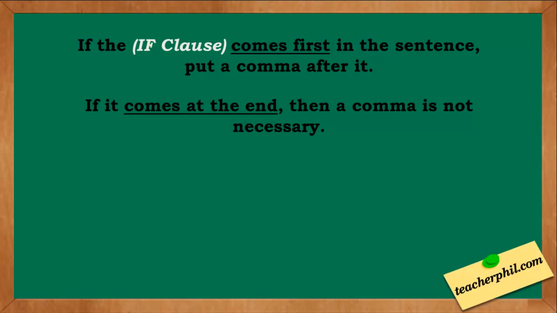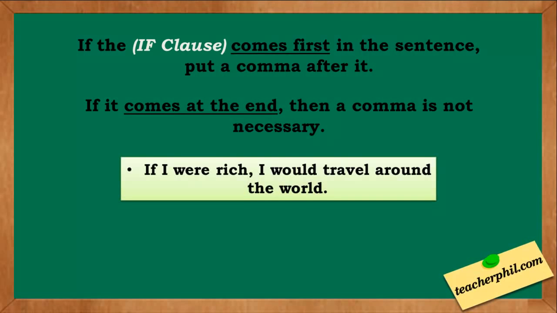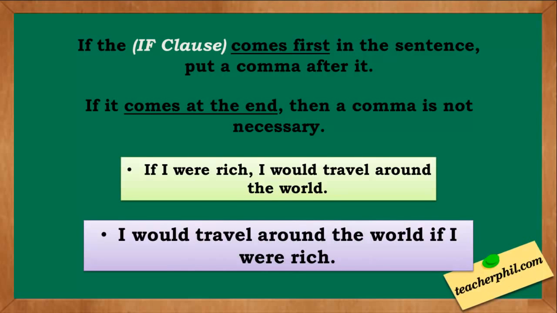If the if clause comes first in the sentence, put a comma after it. If it comes at the end, then a comma is not necessary. Example: if I were rich, I would travel around the world. If you noticed, the if clause if I were rich comes first in this sentence. That's why a comma is put after it. I would travel around the world if I were rich. This time, the if clause if I were rich is found at the end of the sentence. That's why we didn't put a comma.